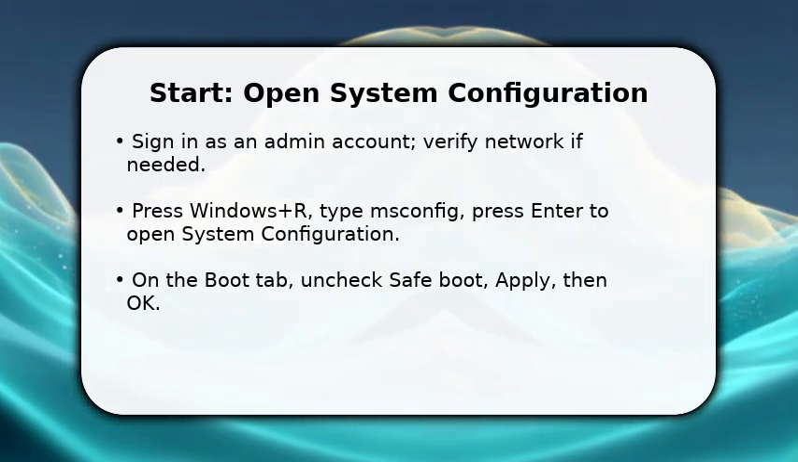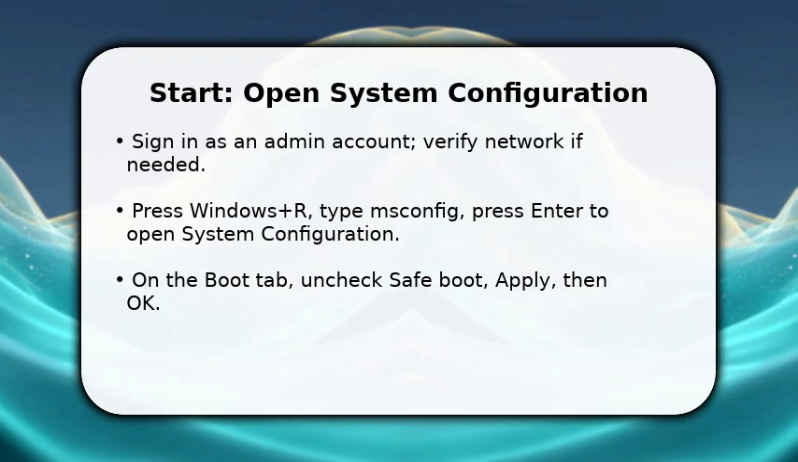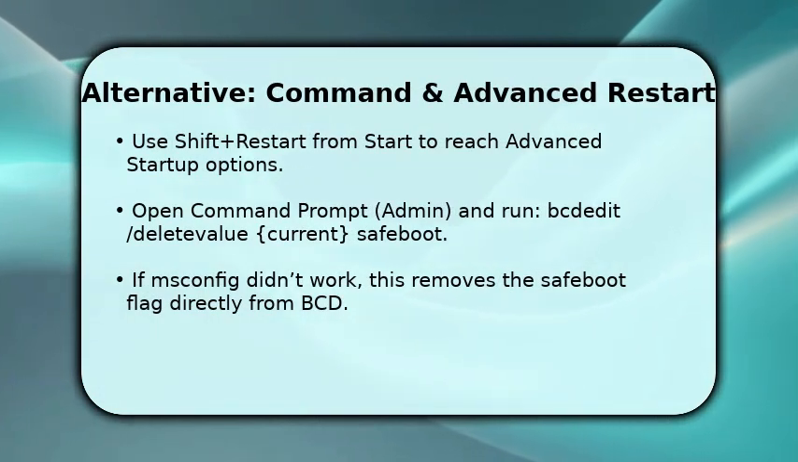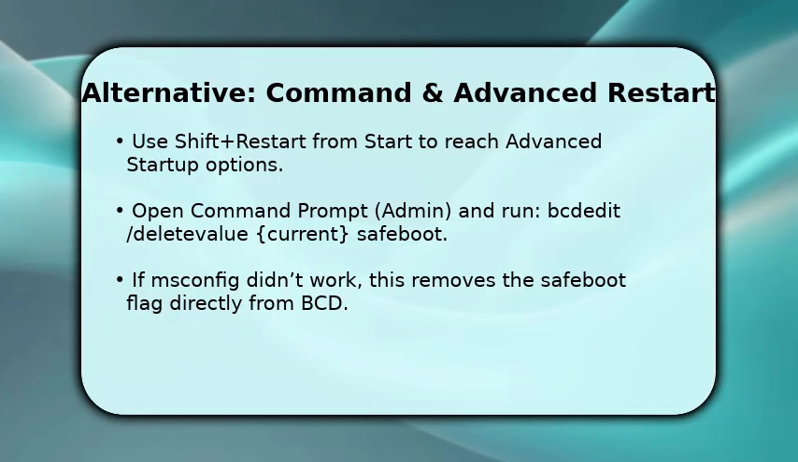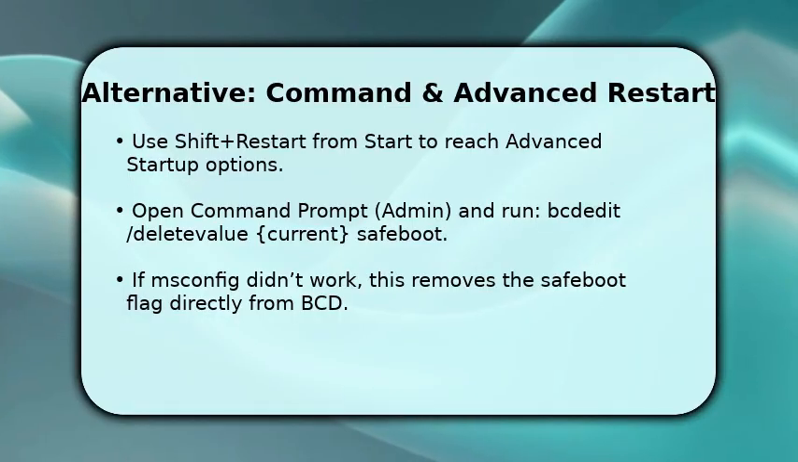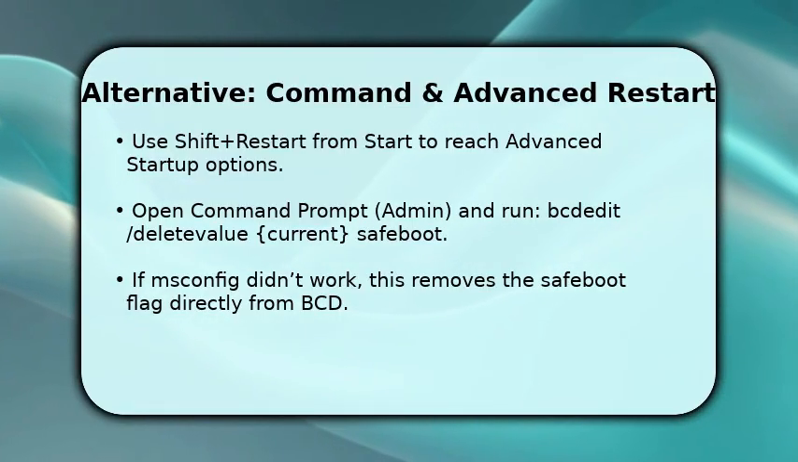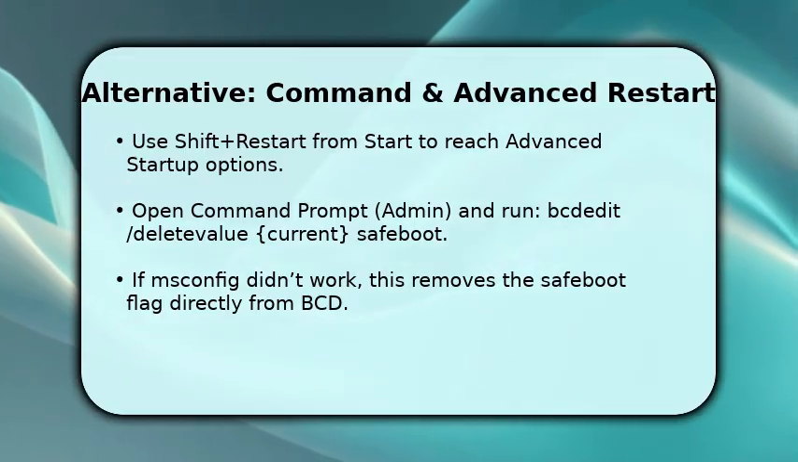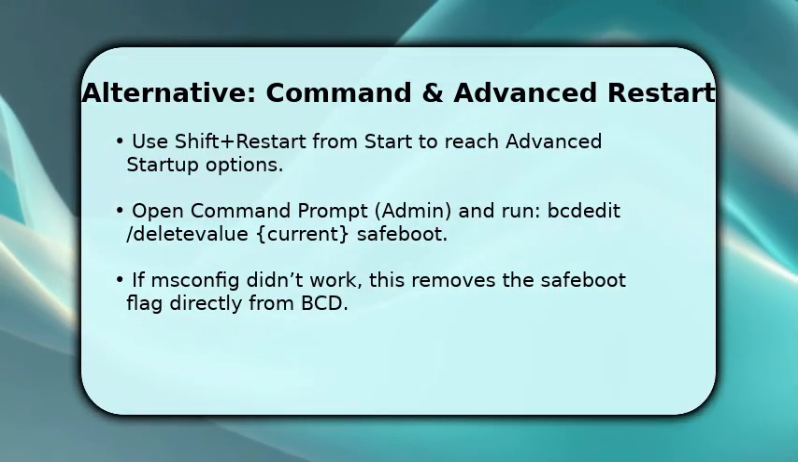If msconfig didn't clear safe mode, or you can't access the GUI, use Advanced Startup or the command line. Hold Shift while clicking Restart to open Recovery Options, or Boot to Troubleshoot, Advanced Options, Command Prompt. From an elevated prompt, type bcdedit /deletevalue {current} safeboot and press Enter. This removes the safe boot flag from the boot configuration.